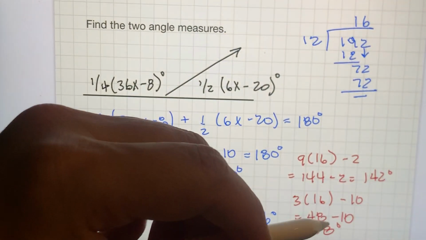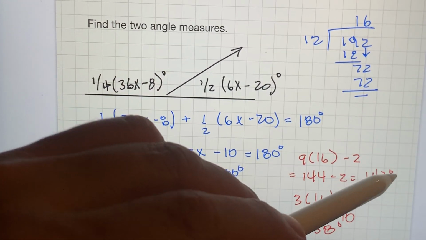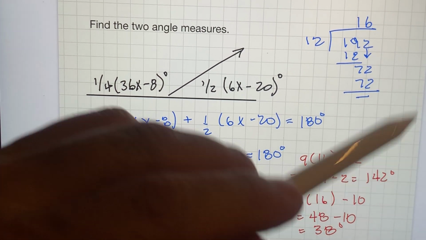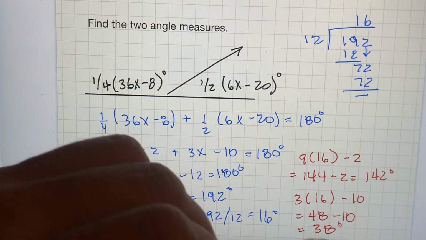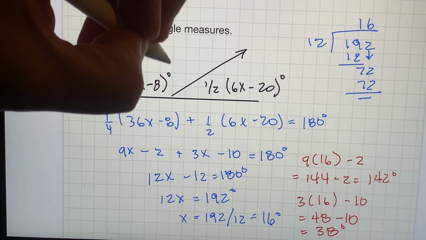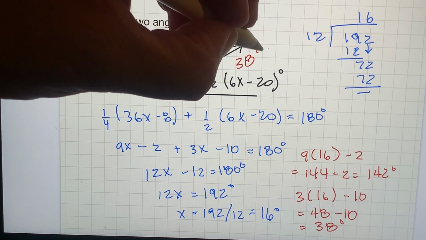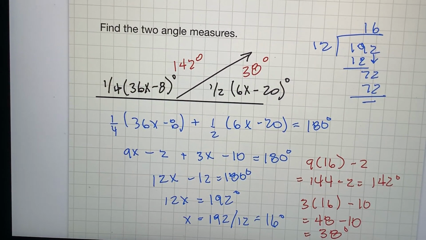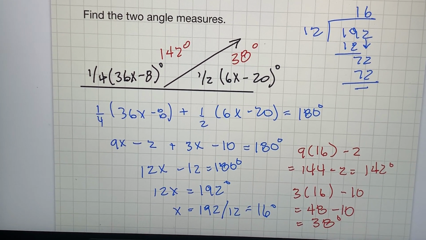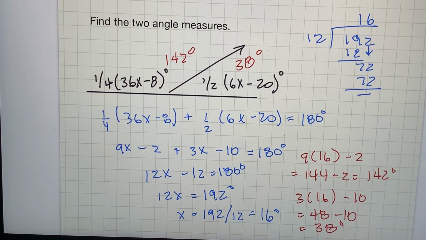Now, 38 plus 142, we can honestly say that is 180. 2 plus 8 is 10, you carry 1. 3 plus 1 is 4, plus 4 is 8. And so you have 180 degrees. So this angle is 142, and this other angle is 38 degrees. And that has solved that problem. Okay? The next topic will be vertical angles.